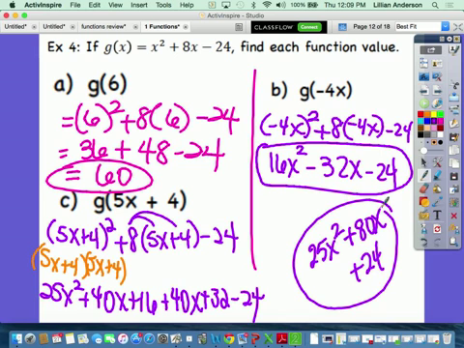If we did not get this, did we see where we made our error? Was it forgetting to write it twice and foiling? I have to be careful of that.